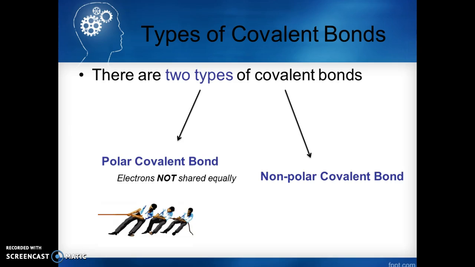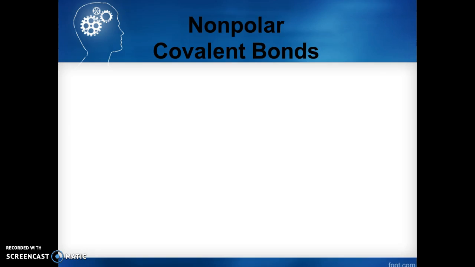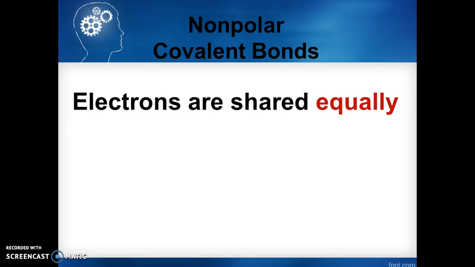Now, the opposite to this is the nonpolar covalent bond, and you probably guessed it, in a nonpolar, there are no poles. Therefore, electrons are being shared equally. Not one atom is stronger than the other to pull these electrons closer. It's balanced, it's even. So let's take a closer look at the nonpolar covalent bond.